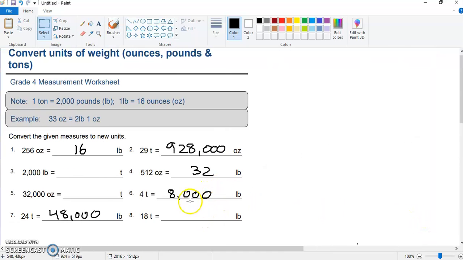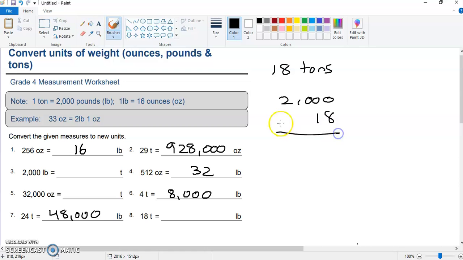Let's see here. Same idea. You have 18 tons. So if you have 2,000 pounds for every ton and you have 18 of them, again, you might notice that 18 times 2, that's going to be, what, 36? But we can go ahead and multiply that out.